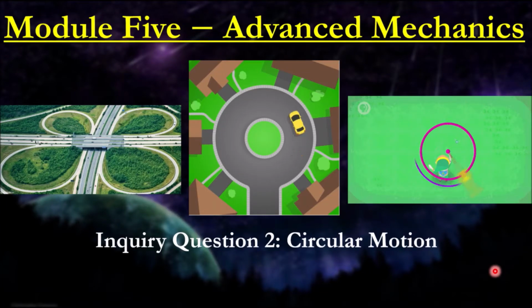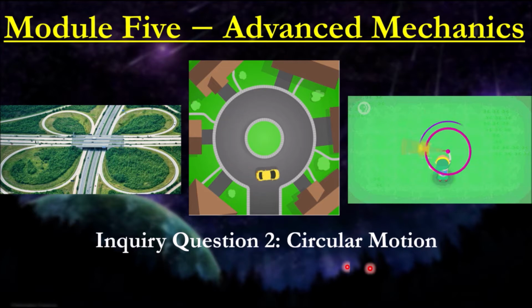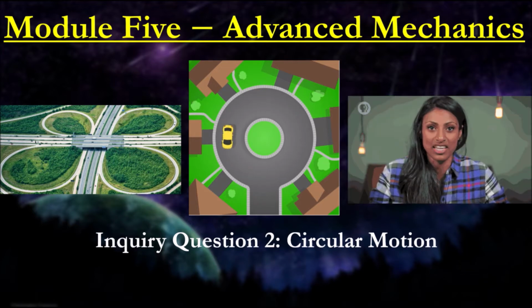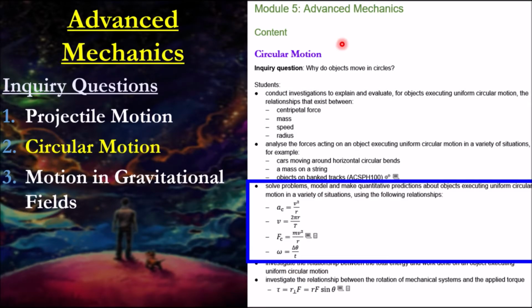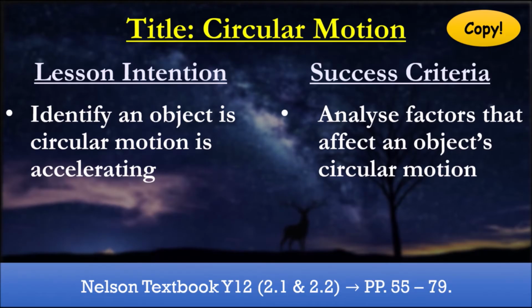Today we're continuing on Module 5, Advanced Mechanics. We are starting inquiry question 2, circular motion. So all things that move in circles. Let's begin. All right, just to reintroduce you to the syllabus outcomes, we are looking at this syllabus outcome for today's lesson: solve problems and models and make quantitative predictions about objects executing uniform circular motion with these values that we have here. Okay, we are looking at circular motion.